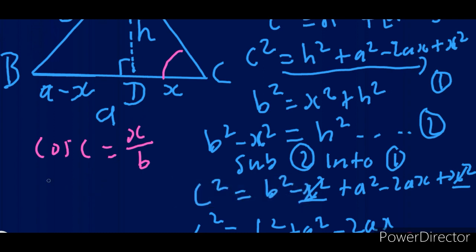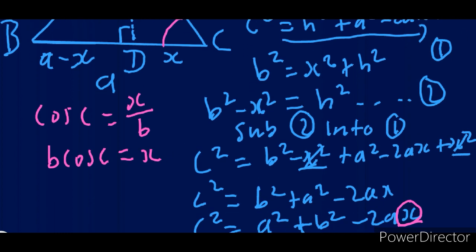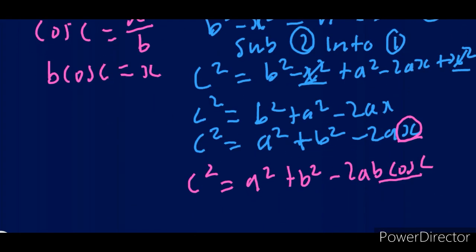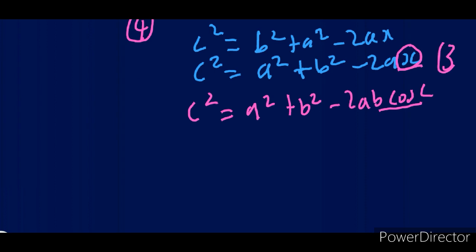So then it's going to be b cos c, because we'll multiply both sides by b to get rid of b as the denominator. So we'll make x the subject of the formula. Now we can substitute this into our equation. Let's call this equation 3 and let's call this equation 4. So we'll say substitute equation 4 into equation 3.